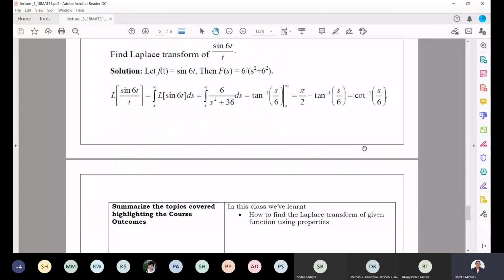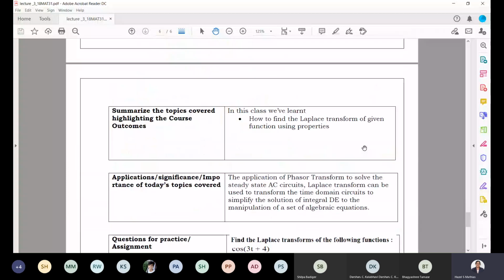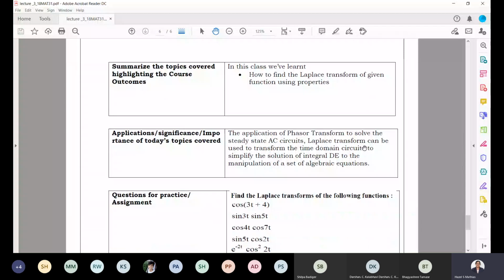Okay. So what we have learned in today's class: we have discussed three properties. The first property is the Laplace transform of e power at into f of t. The second property is the Laplace transform of t power n into f of t. The third property is the Laplace transform of f of t by t. In all these three cases, we have discussed how to find the Laplace transform.